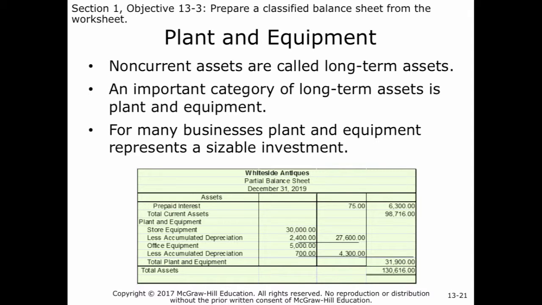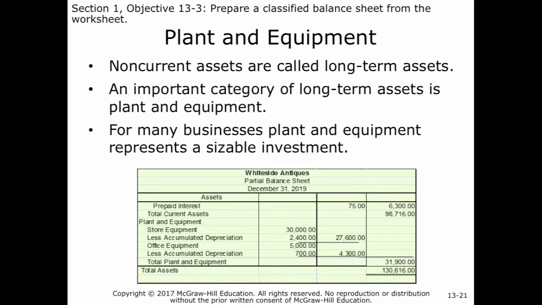Plant and equipment is our next asset classification appearing on the classified balance sheet. Plant and equipment is property that will be used in the business for longer than 1 year, and that would include buildings, equipment, and land. Non-current assets are called long-term assets because they have a life greater than 1 year. For many businesses, plant and equipment represents a sizable investment. Any accumulated depreciation accounts are shown below the respective accounts.